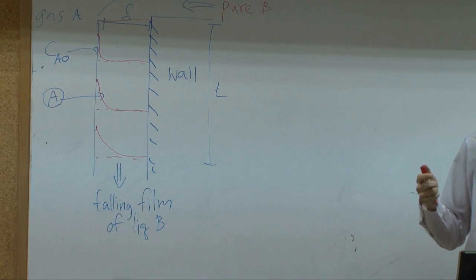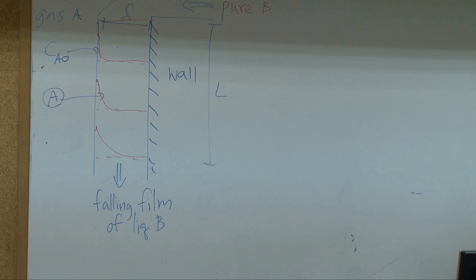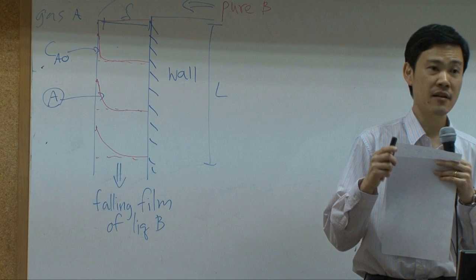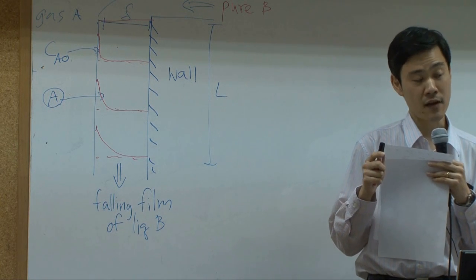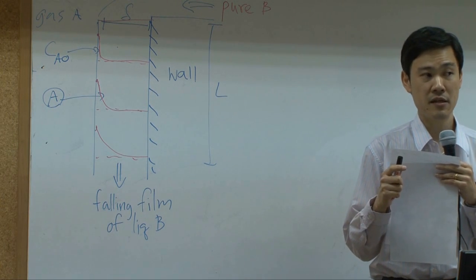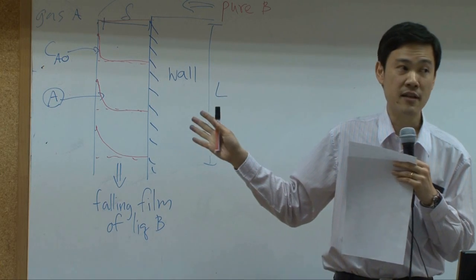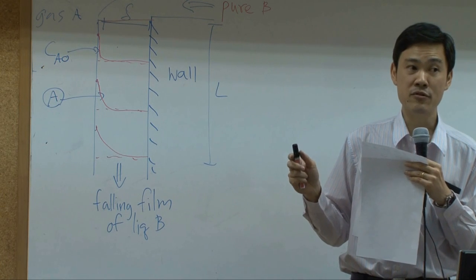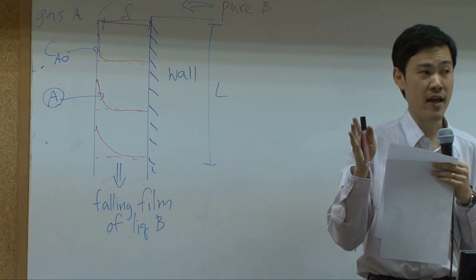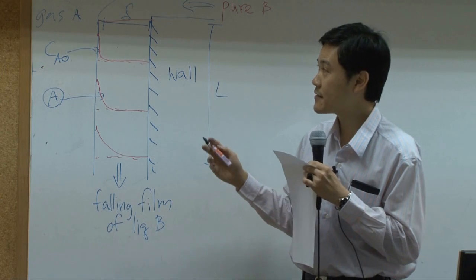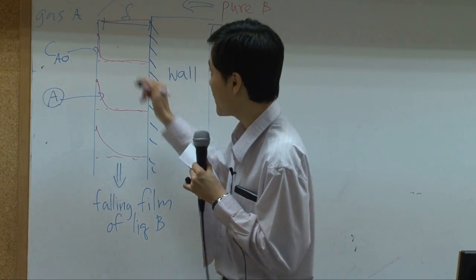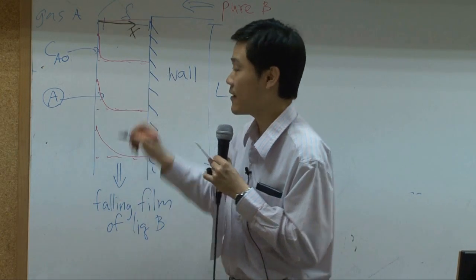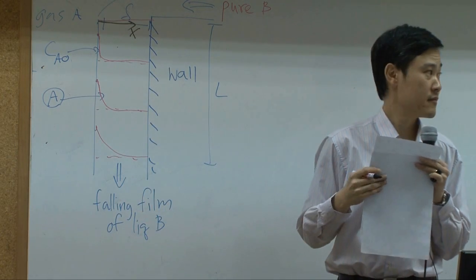So every time we consider a problem, usually we will put our axis in the same direction as the flux of our interest species. If we are interested in the movement of species A, our axis is supposed to go in the direction of A. But in this case, obviously, A would go in this direction. So let's call this one X axis.